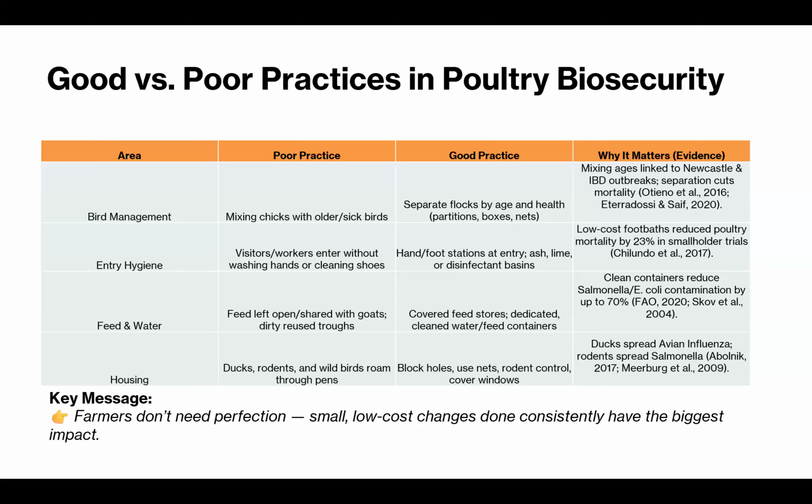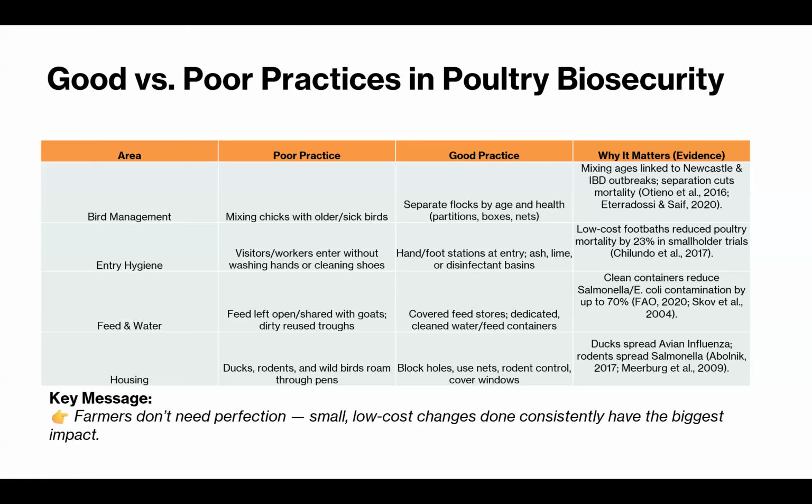But the key message here is farmers don't need to be perfect, because we do have this notion as practitioners, when we think about biosecurity and what we've been taught in schools. How are you going to ensure that a farmer implements these high standards, and we overburden farmers with the need to be perfect? We need them to just do small low-cost changes done consistently that have the biggest impact.